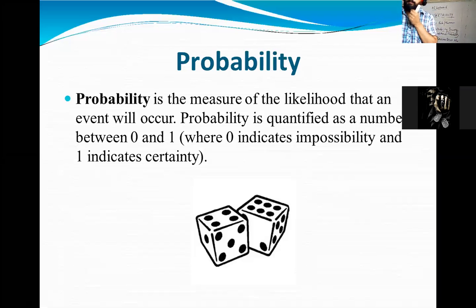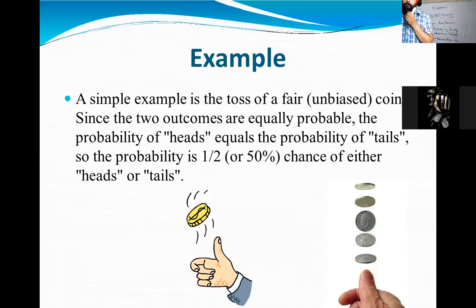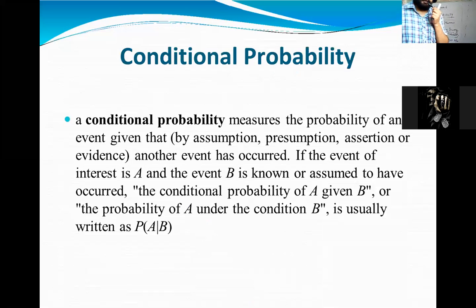So it is basically about probability. Probability is the measure of likelihood that an event will occur. It is quantified as a number between 0 and 1, so probability is always between 0 and 1. If it is not occurring, then it is 0. If it is occurring, then 1. And in between there may be a probability. Just as I said, the probability of head or tail when we toss a coin is 1 by 2. Similarly, the probability of picking a card from a bunch of cards is 1 over 52.